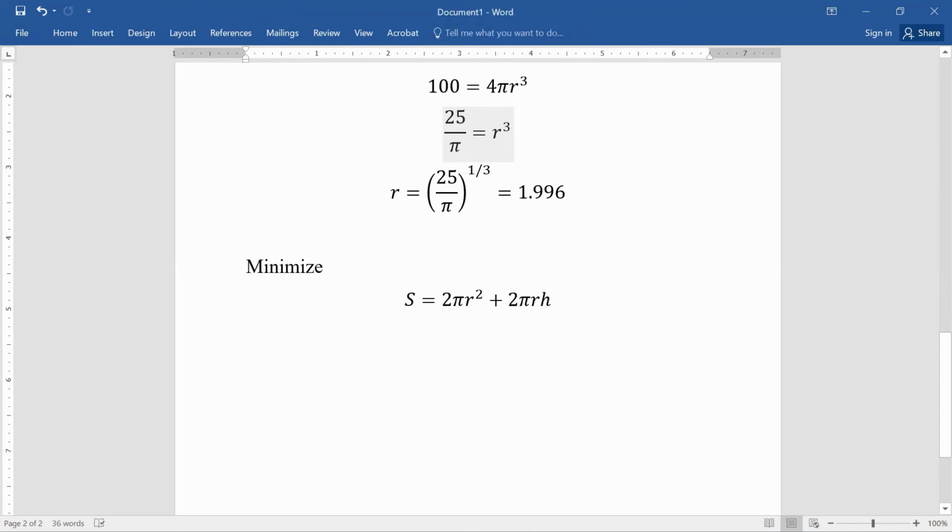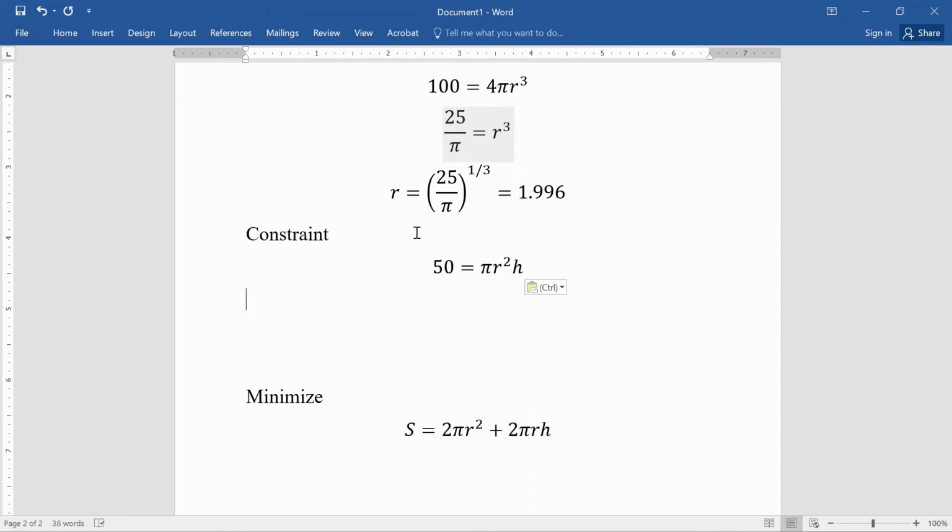The constraint equation, put that up top. The constraint equation is the one that gives me my h. I just plug in this r. Now I'm going to just round things to like 3 decimal places. That's not perfect, but you can do it.